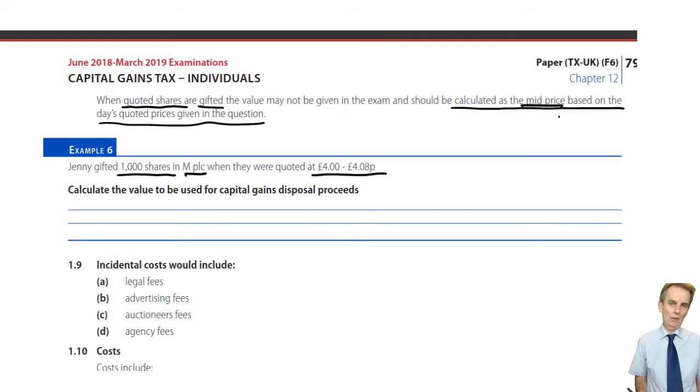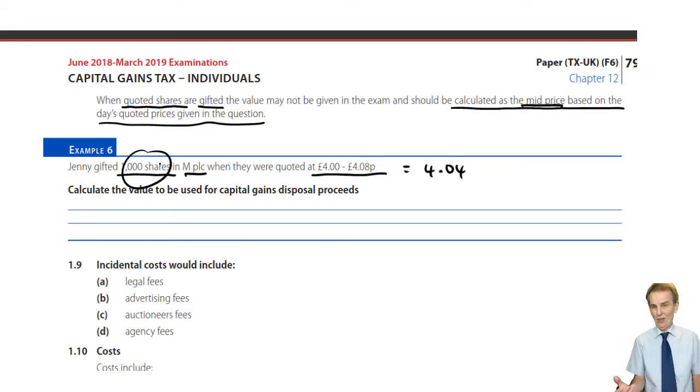The mid price, a simple average of those closing prices. Halfway between £4 and £4.08 will be £4.04. Applied to the 1,000 shares, bang. That will be the market value to use in any capital gains calculation. It's not a difficult rule.